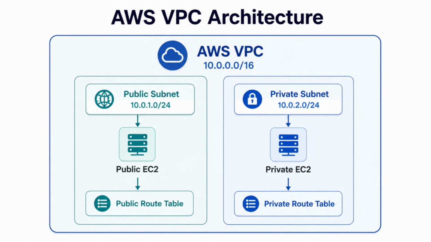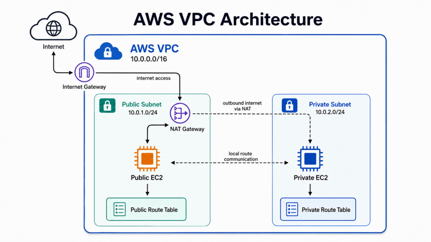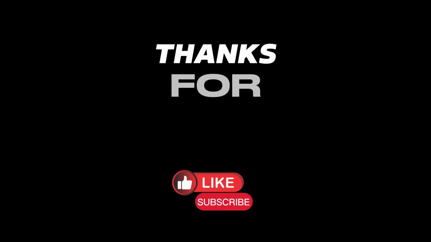So in this video, VPC gave us our own private AWS network, CIDR defined IP range, subnet divides the network, and route table decides where traffic should go. But right now, our public EC2 is not actually public. Why? Because we haven't connected our VPC to the internet. In next video, we will add internet gateway, elastic IP, NAT gateways, and make this architecture actually work. So see you in the next one.